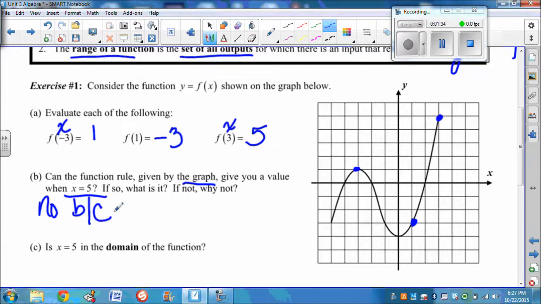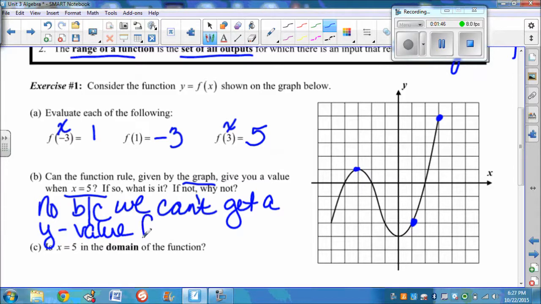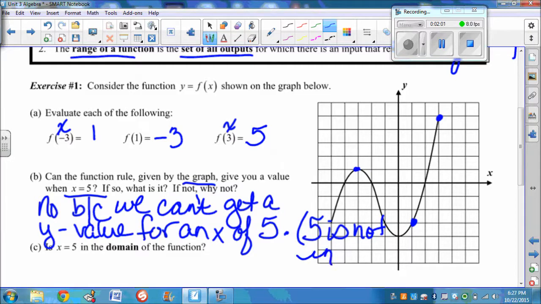Because we can't get a y value for an x of 5. So 5 is not in the domain. Put that in parentheses: 5 is not in the domain. It's not one of the x's associated with this function.